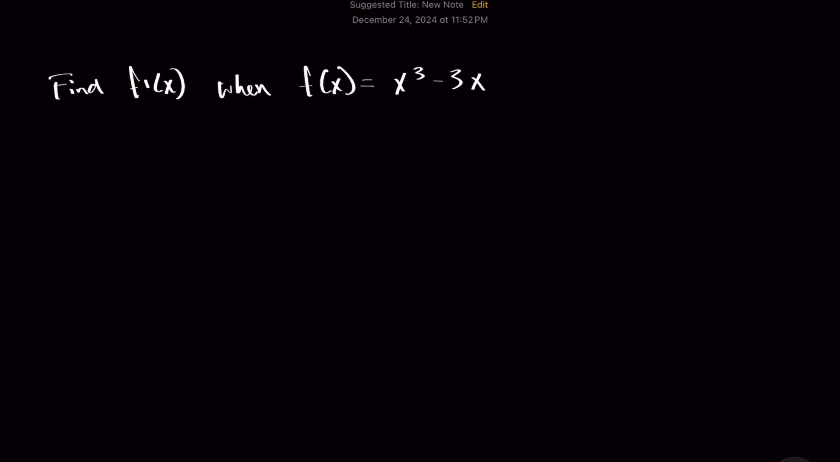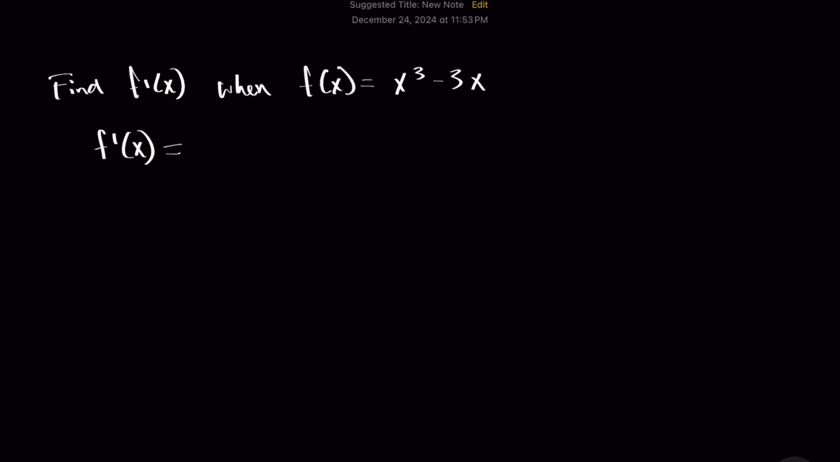Of x when f of x is equal to x cubed minus 3x. So we're going to be using the definition of a derivative, and as always I like to write it down to remind myself what that is and get used to it, or at least try to remember it for next time, so I don't have to keep writing it down. It's always a good thing to write it down so you remember.